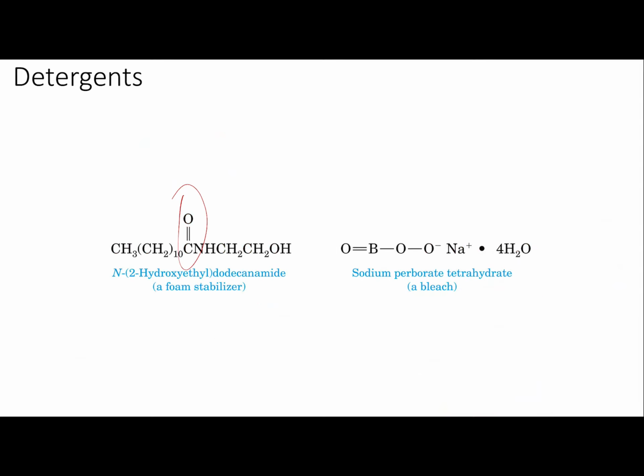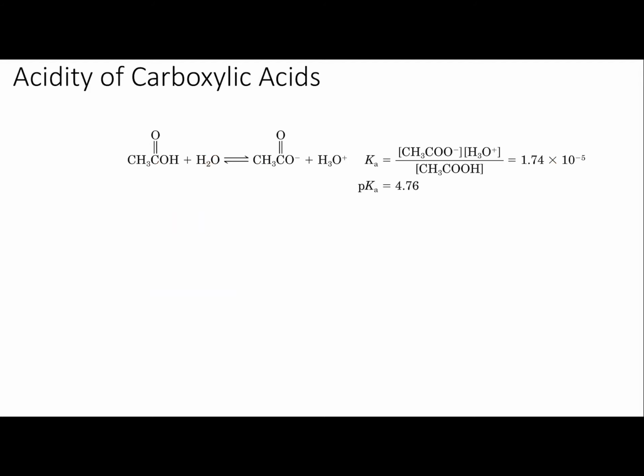This one has an amide, so it's a nitrogen attached to that C double bond O. Here we have a very unique looking structure, sodium perborate tetrahydrate. This is a bleach molecule. Again, you don't need to know anything about these, just some of the common detergent additives.